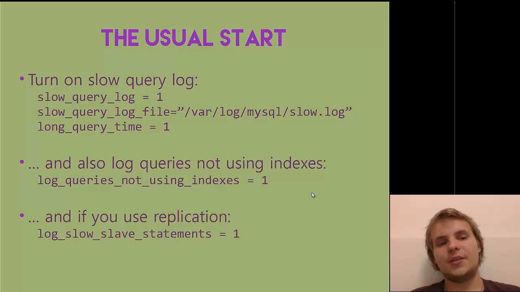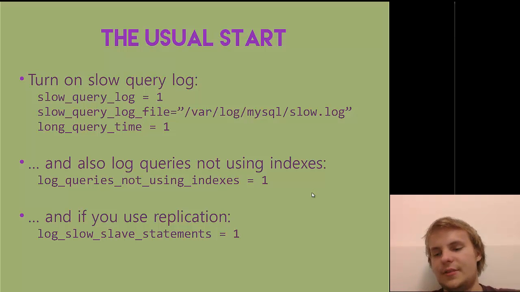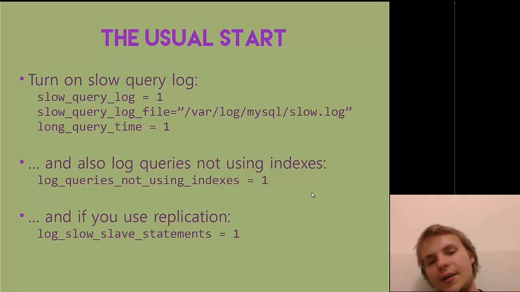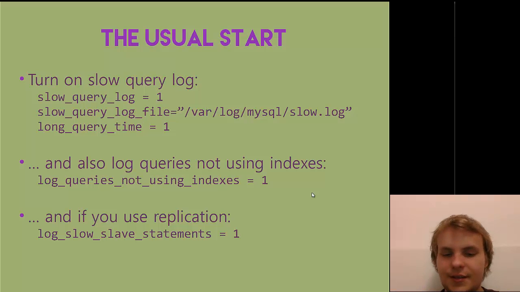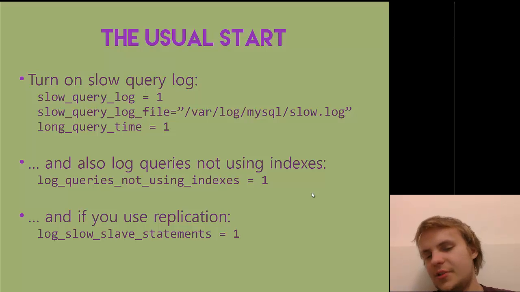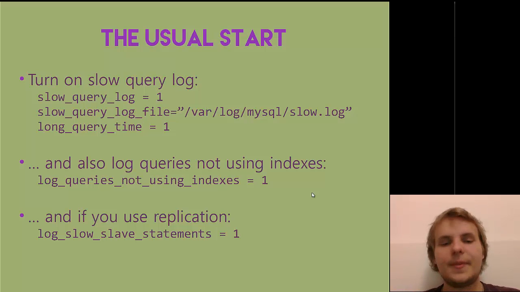So to turn it on, you set slow query log to 1, you set your slow query log file to some file, and then you set the long query time to the time in seconds that the query must take to be entered into this file. In this example, I set this to 1 second, but in reality that's far too much because ideally you want your pages to load faster than half a second, like 0.6 seconds is that sweet spot that you want to reach.